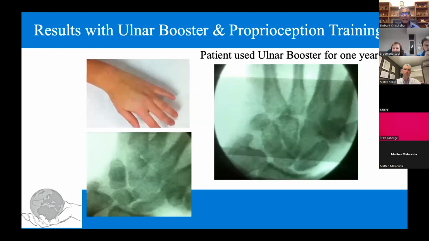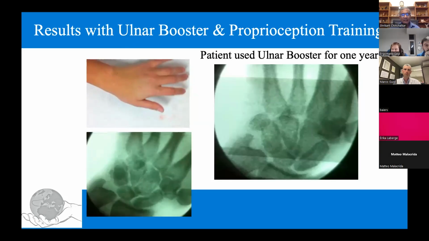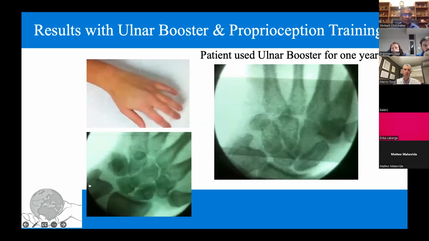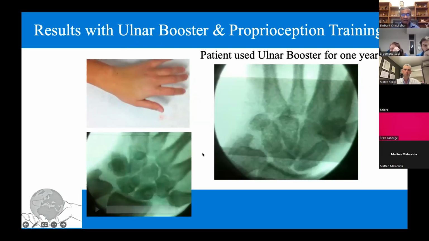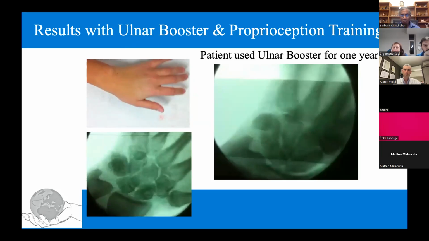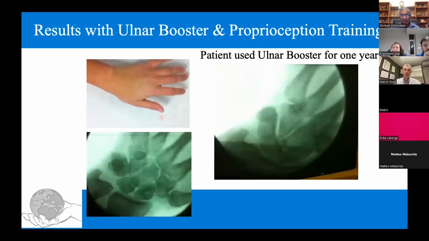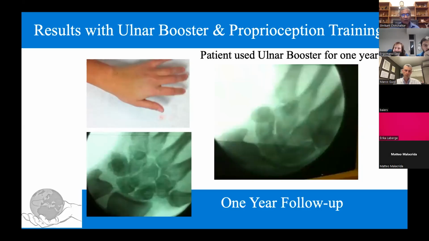So results are quite encouraging, especially when we manage these patients conservatively. This is one of our physiatrists who had quite a bit of clunk, as you can see right here, which is apparent, and then fluoroscopically it's obvious that the clunk is causing quite a bit of pain and discomfort. And this is the patient after about a year who used ulnar boost splint, and of course with proprioceptive training, she has no clunk and of course a lesser amount of pain. So this is at 1 year follow-up.